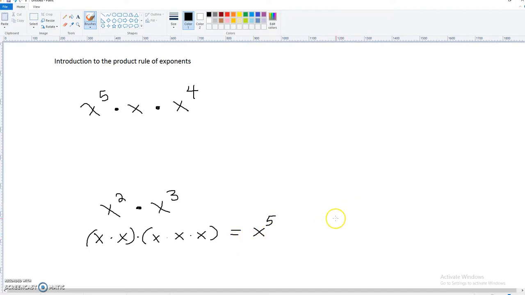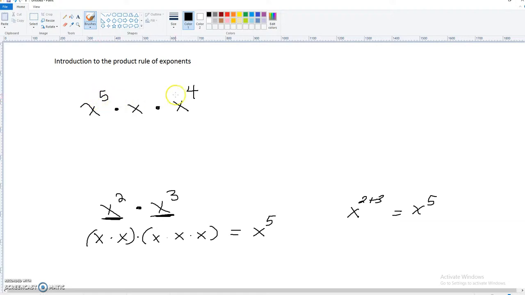Okay, so basically the rule says that if we have like bases, which we do, both of these big things here are bases. So the x's are bases, so we can add the exponents together. So we've got x squared plus 3 gives us 5. See? Super easy.